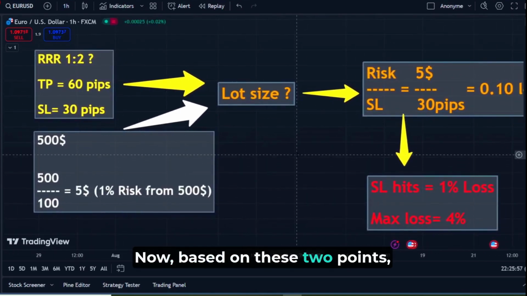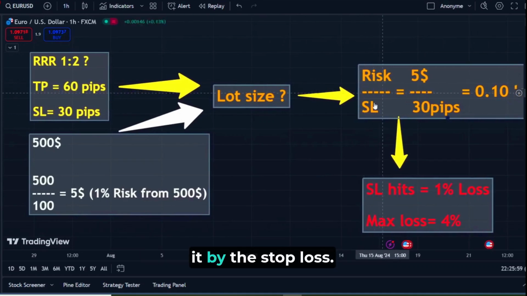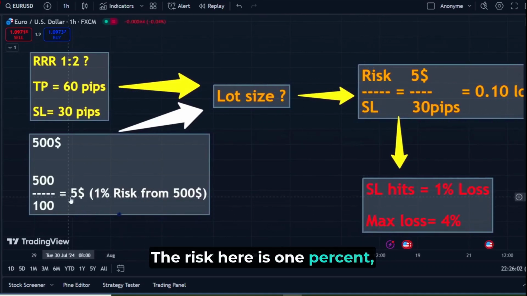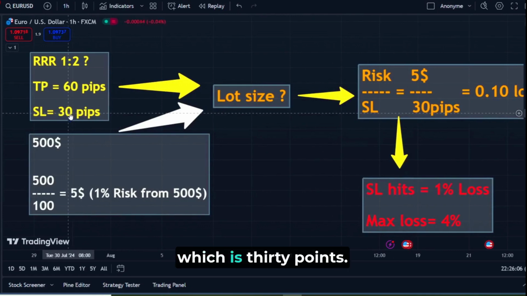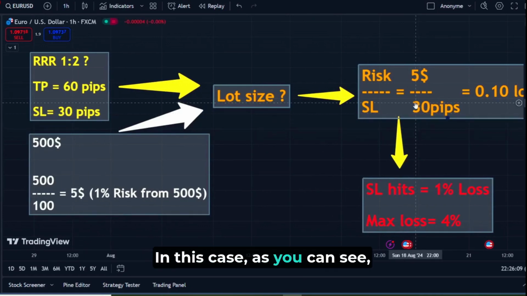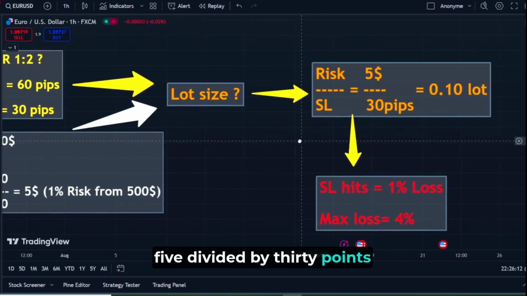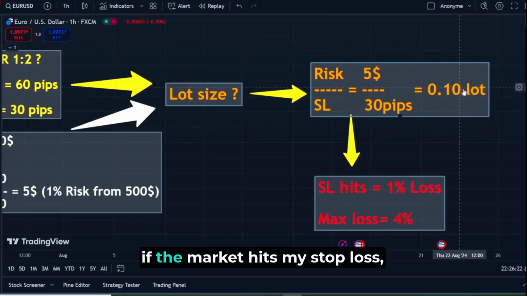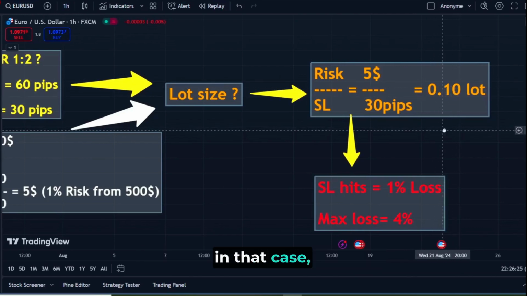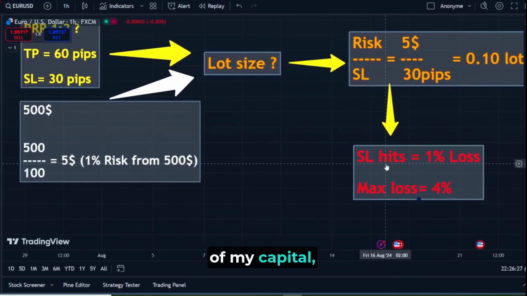Now based on these 2 points, simply take the risk and divide it by the stop loss. The risk here is 1%, which is $5. I take 5 and divide it by my stop loss, which is 30 points. In this case, as you can see, 5 divided by 30 points gives me my lot size, which I must adhere to in every trade to be respectful of my capital management. Okay, here my lot size is 0.10. So if the market hits my stop loss, in that case, I will have lost 1% of my capital, which is $5 in this trade.